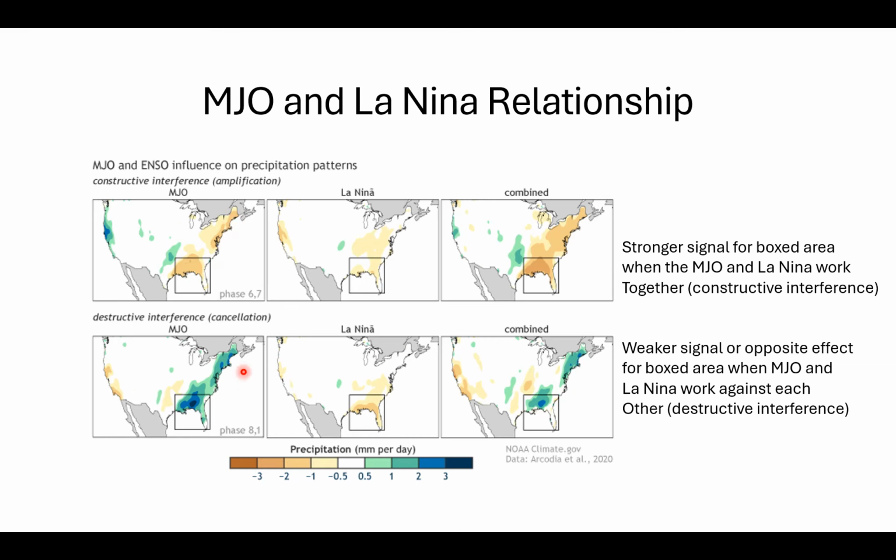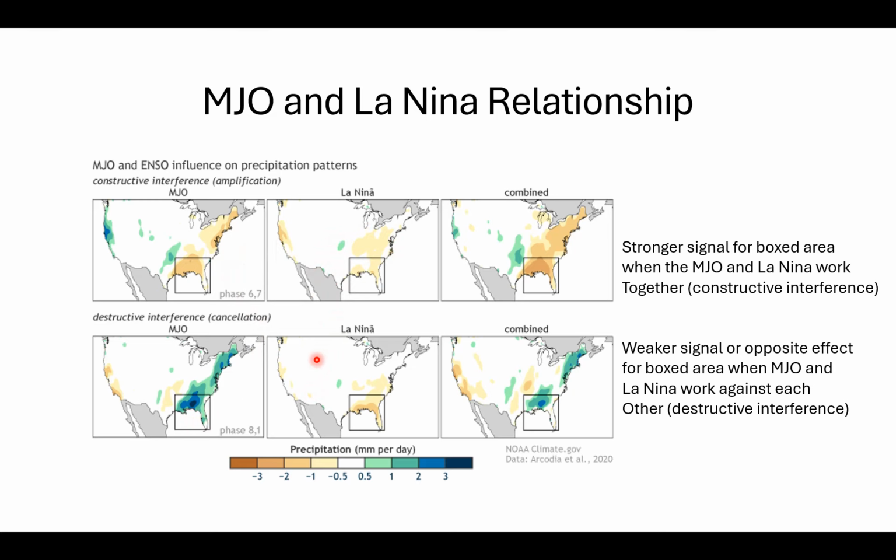Now, if we have MJO phases 8 and 1 down here in the bottom left, notice how those drier than normal areas now become wetter than normal from the Gulf Coast, Louisiana, Mississippi, Alabama, Georgia, right on up from the mid-Atlantic coastal areas through New England, all the way up. So that's MJO phases 8 and 1. Look at the difference during winter. MJO phases 6 and 7 are drier than normal in this boxed area. MJO phases 8 and 1 is a different story. Now what happens if we just look at La Nina here in the center?